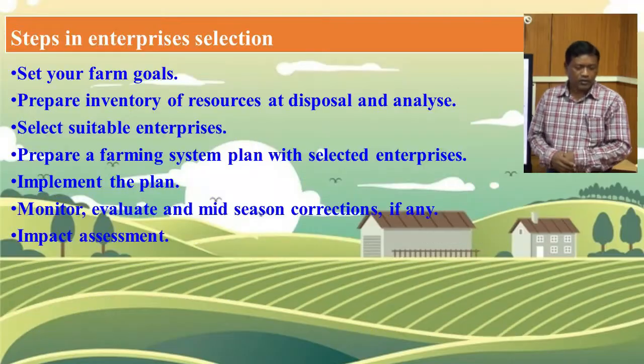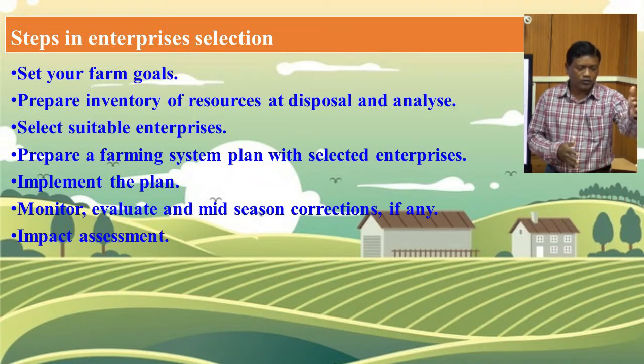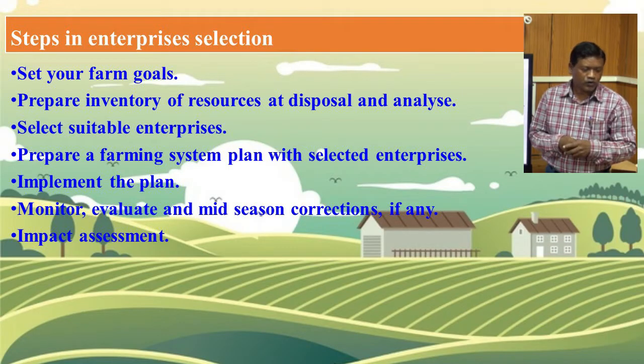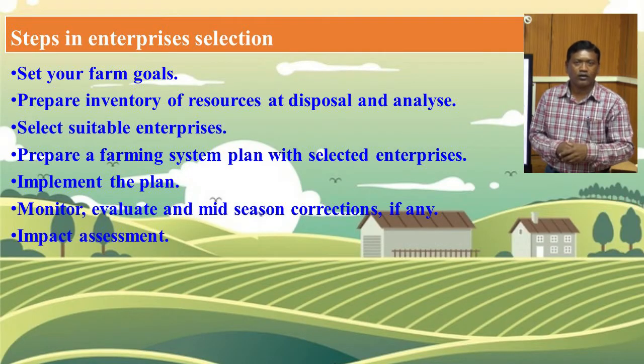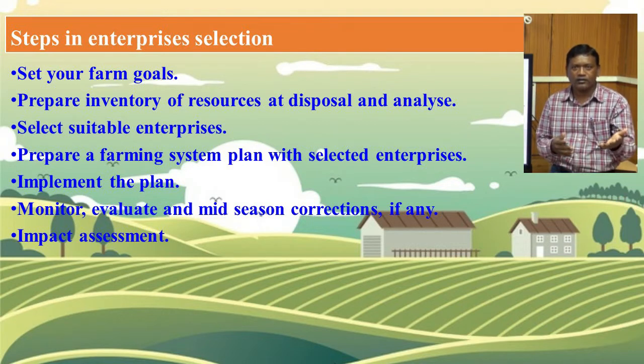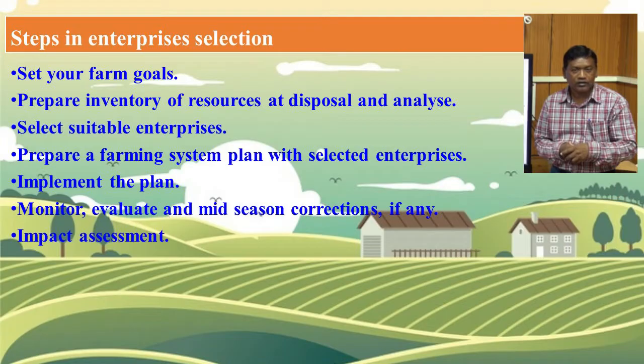Steps in enterprise selection. If you want to run the integrated farming system, these are the steps, so that the integrated farming system can be run in your region. You set your farm goals, because if you don't fix your goal, then it is very difficult to incorporate the enterprise. So first fix your goal. If your goal is getting the maximum yield, then the different types of enterprises which can give you the most profit are incorporated in the system. So you first fix your goal.